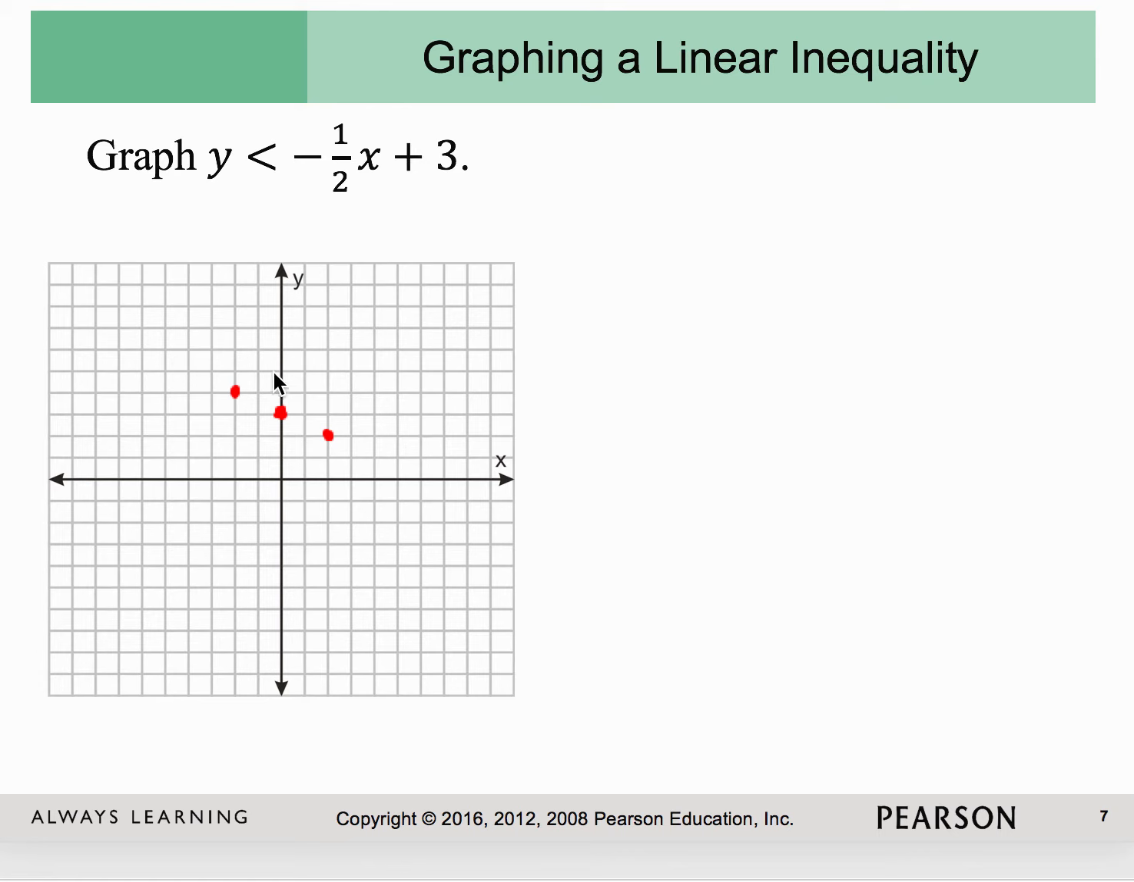Line will be dotted. And which side do I shade? Let's pick the point 0, 0. So this is 0 and this would be 0. Is 0 less than 3? Yes, it is. Shade that side then.